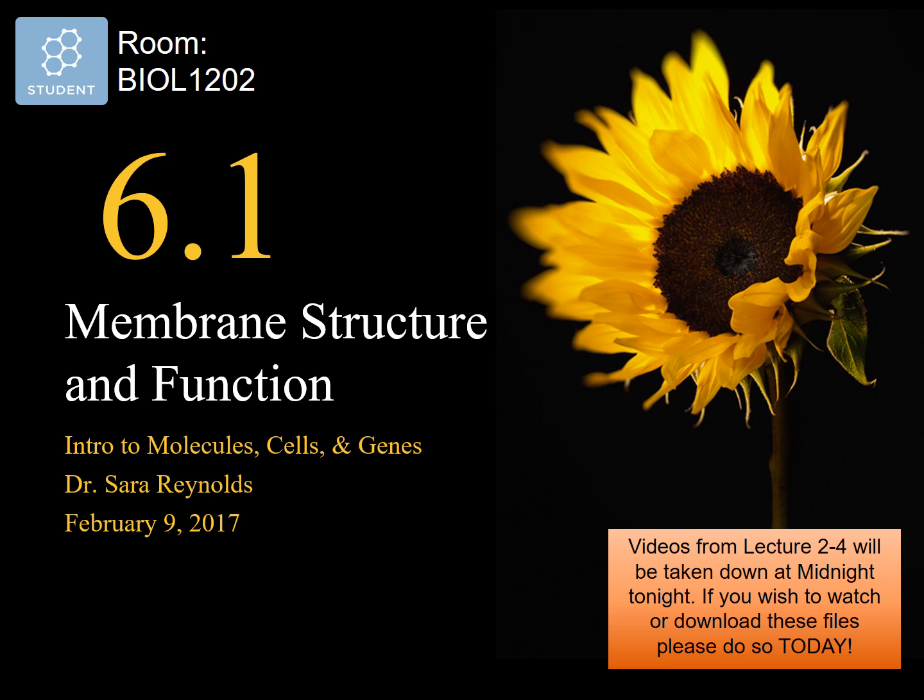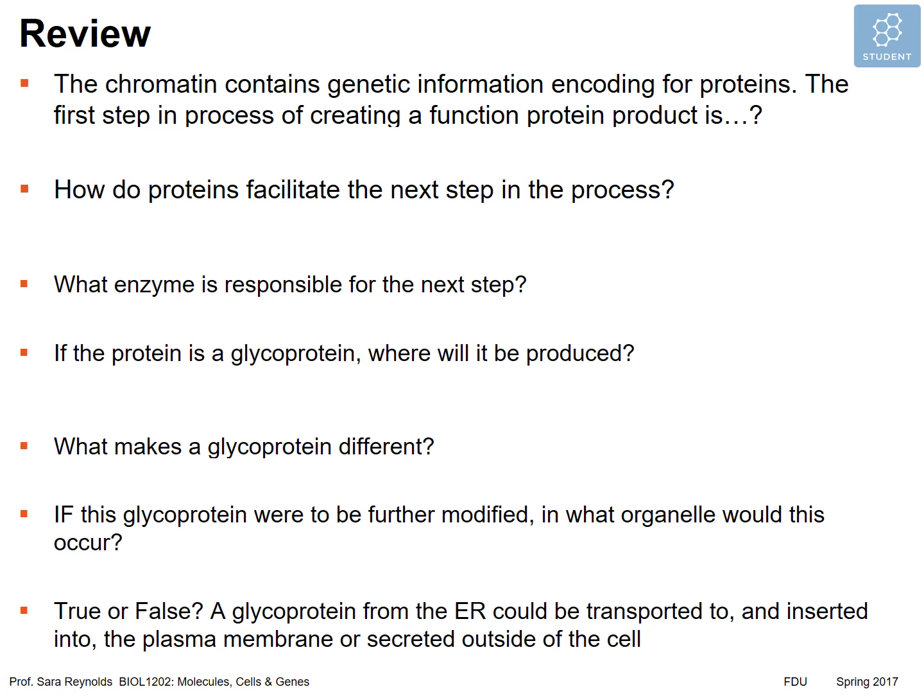So let's go ahead and get started. We're using our Socrative app to do a review. We're going to walk through step by step the creation of a protein and see how you do. My first question is, the chromatin within a nucleus contains genetic information encoding for proteins. The first step in the process of creating a functional protein product is the creation of an mRNA, also known as a messenger RNA copy.